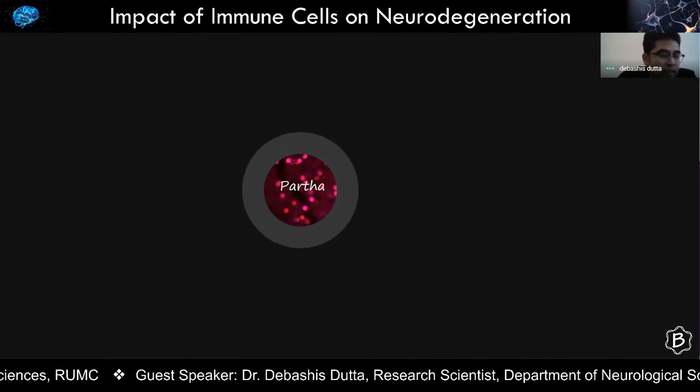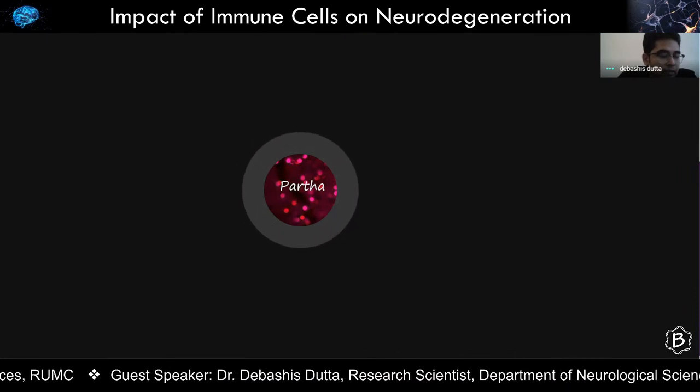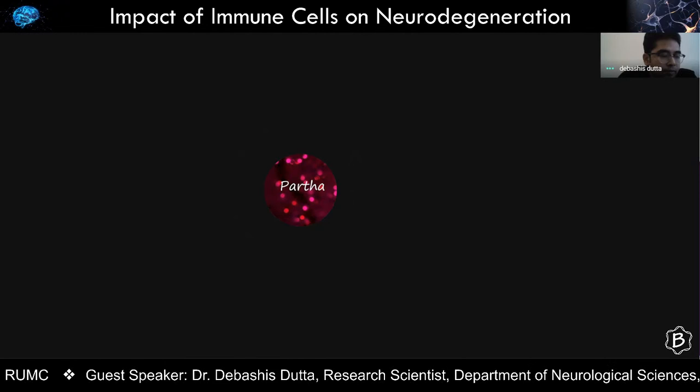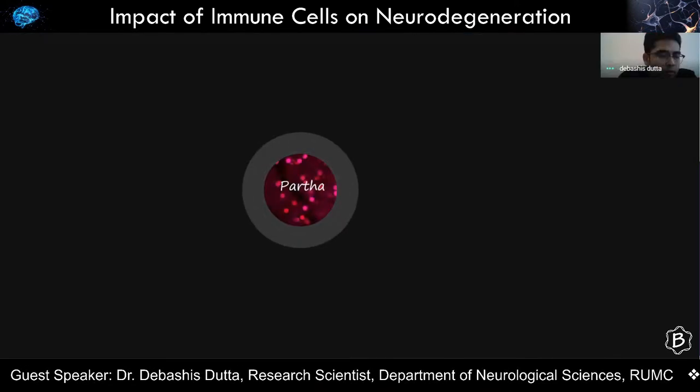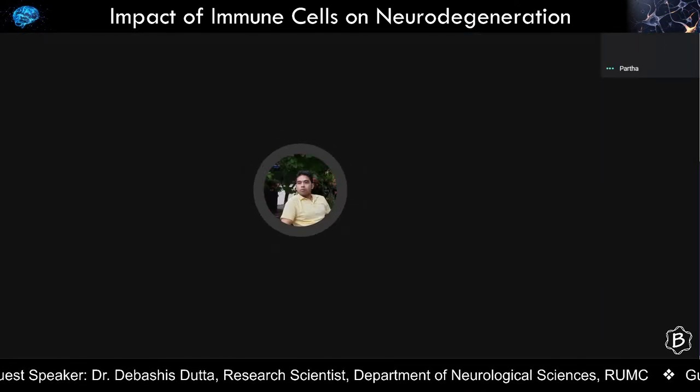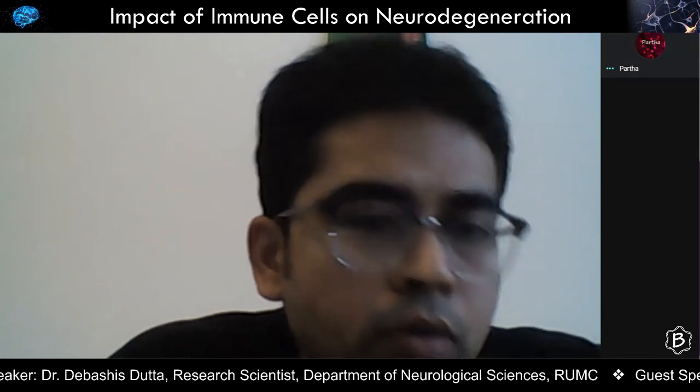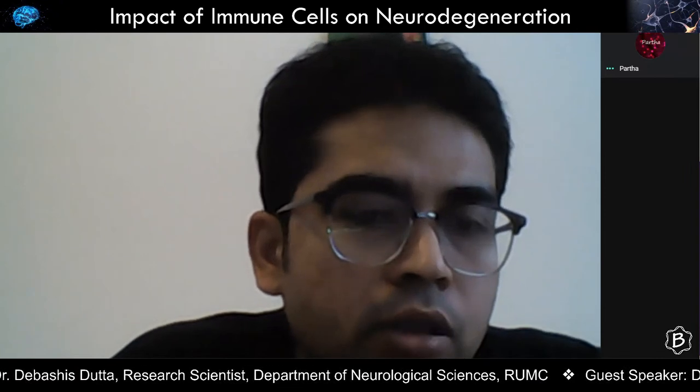The next question is that T cells increase in the brain due to inflammation. The RANTES, and as I showed, the RANTES and eotaxin expression drives the T cells into the brain.